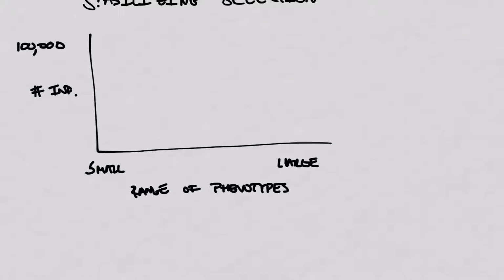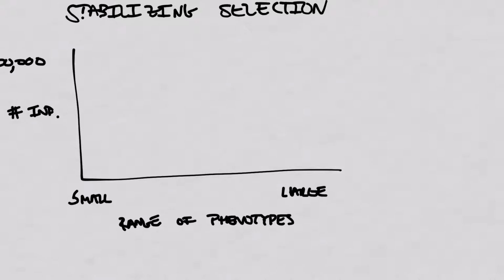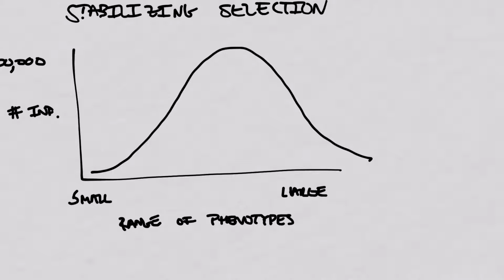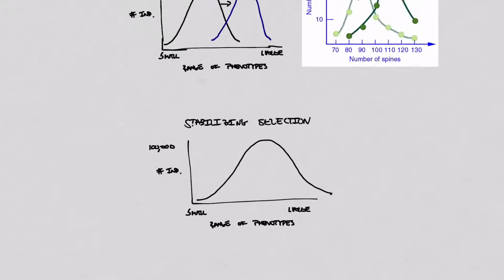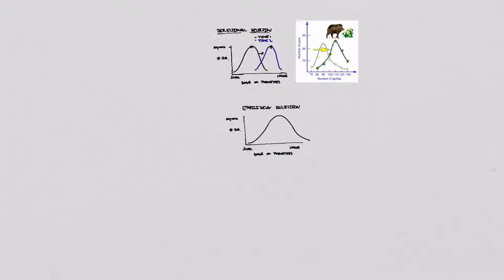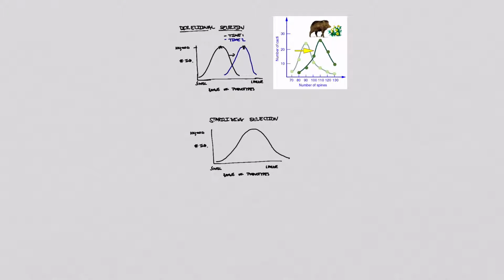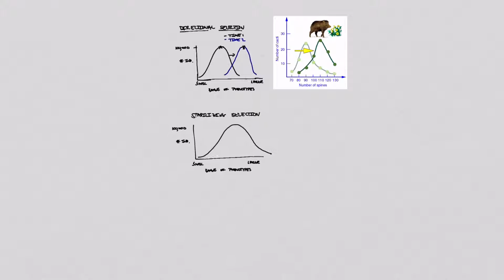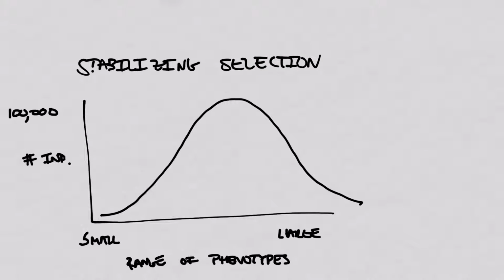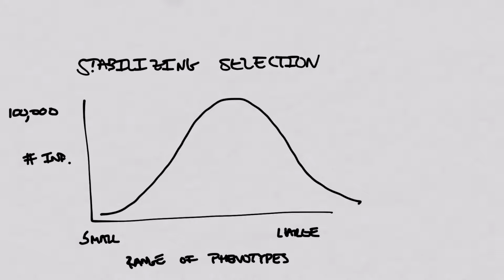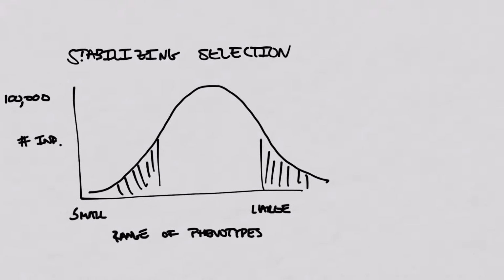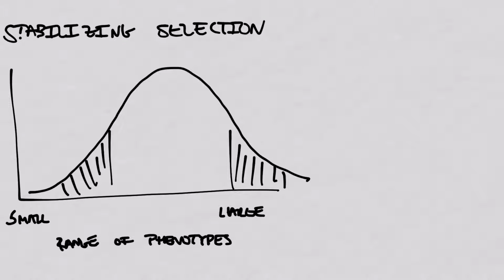Okay, so stabilizing selection would look something like this. Say we have again a range of phenotypes within a population that looks something like this. If you go up to this graph here, you'll notice that our new curve under stabilizing selection is much more broad than our initial curve. So there are a lot more individuals that reside under this part of the curve and this part of the curve. We have a lot of individuals that are very small and a lot of individuals that are very large.